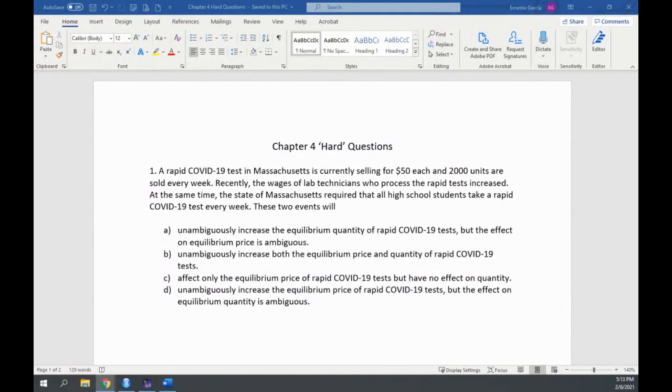Okay, so we're going to solve question 1 from chapter 4 hard questions. This is a question on last semester's midterm 1 exam. I'm assuming that you have already downloaded the question, and so you should have this problem in front of you, but I'm just going to read the question out. Then we'll move to the whiteboard.